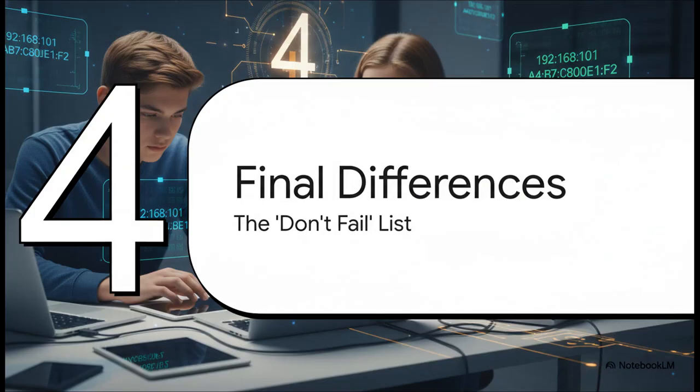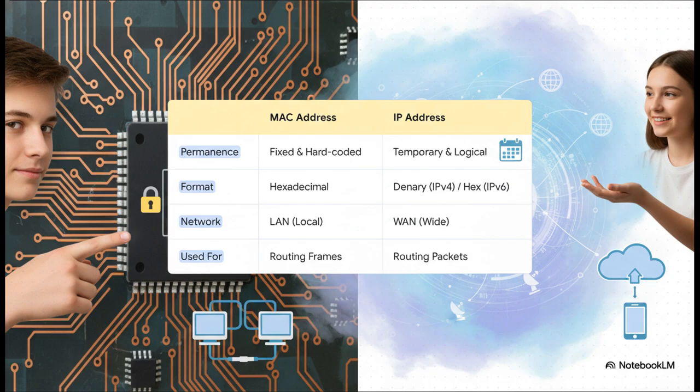All right, let's pull all of this together. For those crucial multi-mark questions in the exam, this is the cheat sheet you need to remember. Okay, let's quickly run through this because this is where the marks are. So, permanence, MAC is fixed, hard-coded. IP is temporary, set by software.